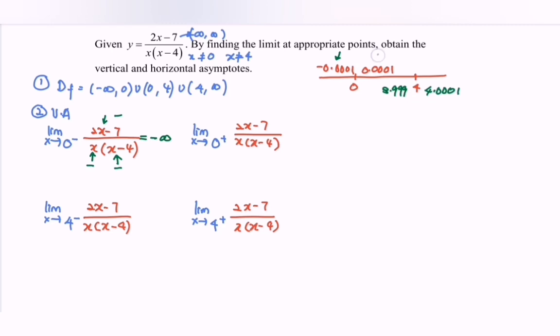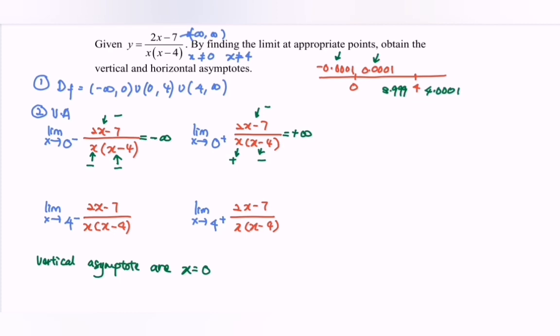Next, substitute 0.0001. So if we substitute here, we will have a negative. Then here we will have a positive. Then here we will have the negative. So the value of y will be approaching positive infinity. So from here we can say that the vertical asymptote are, number 1, x is equal to 0.